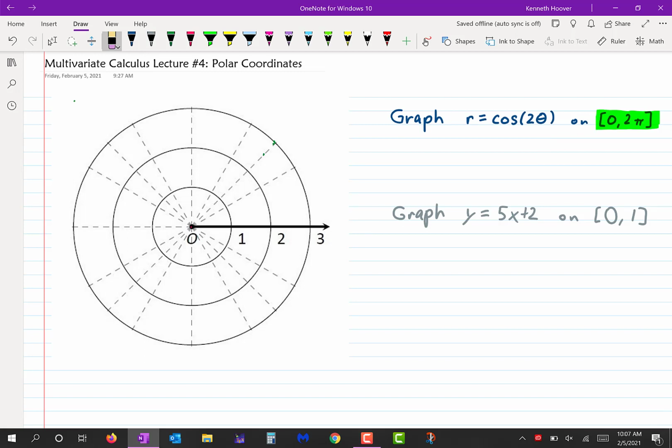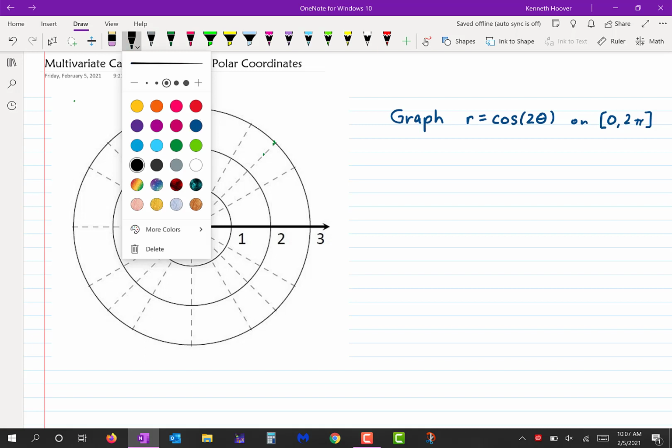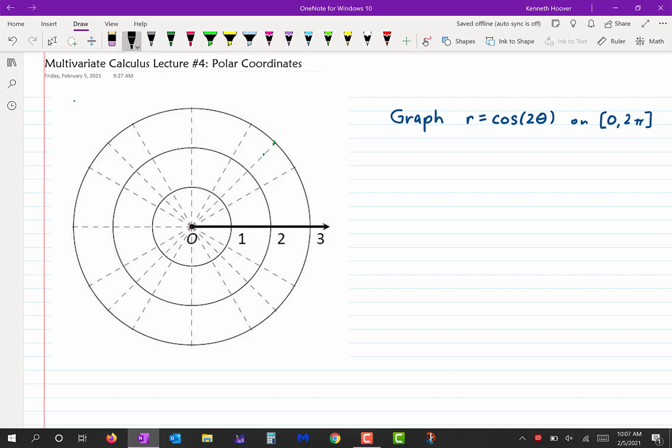Okay, so let's go ahead and graph this now. How can I do this? I can do this by just plotting points. Let me make a little table here. We'll just have our independent variable and our dependent variable, and we'll plot several points.